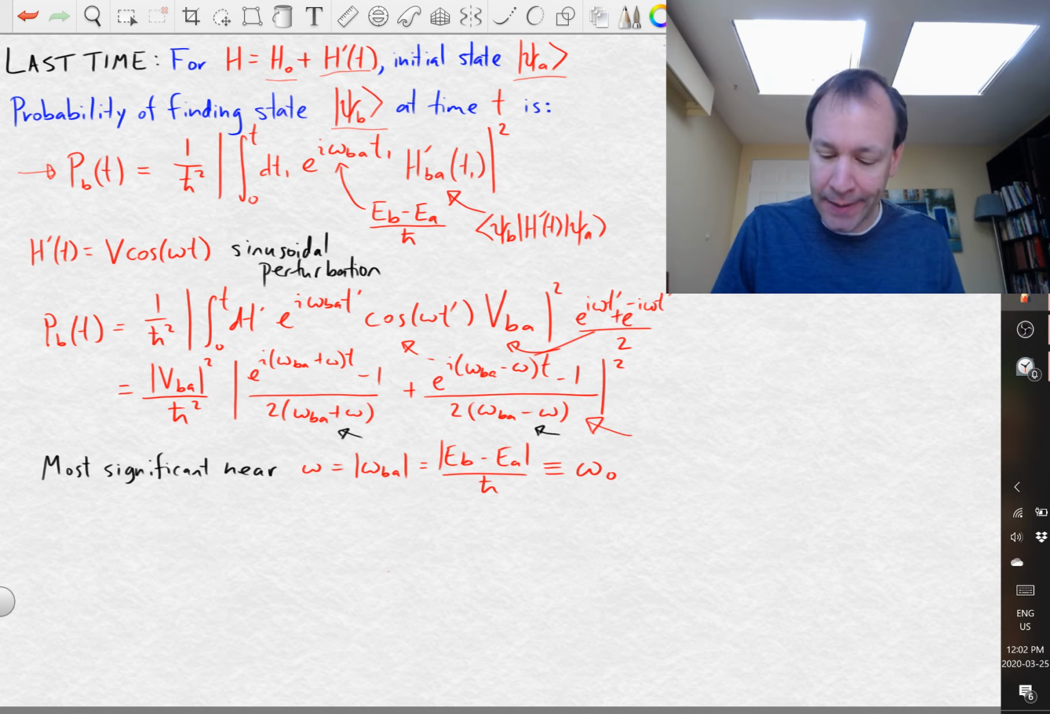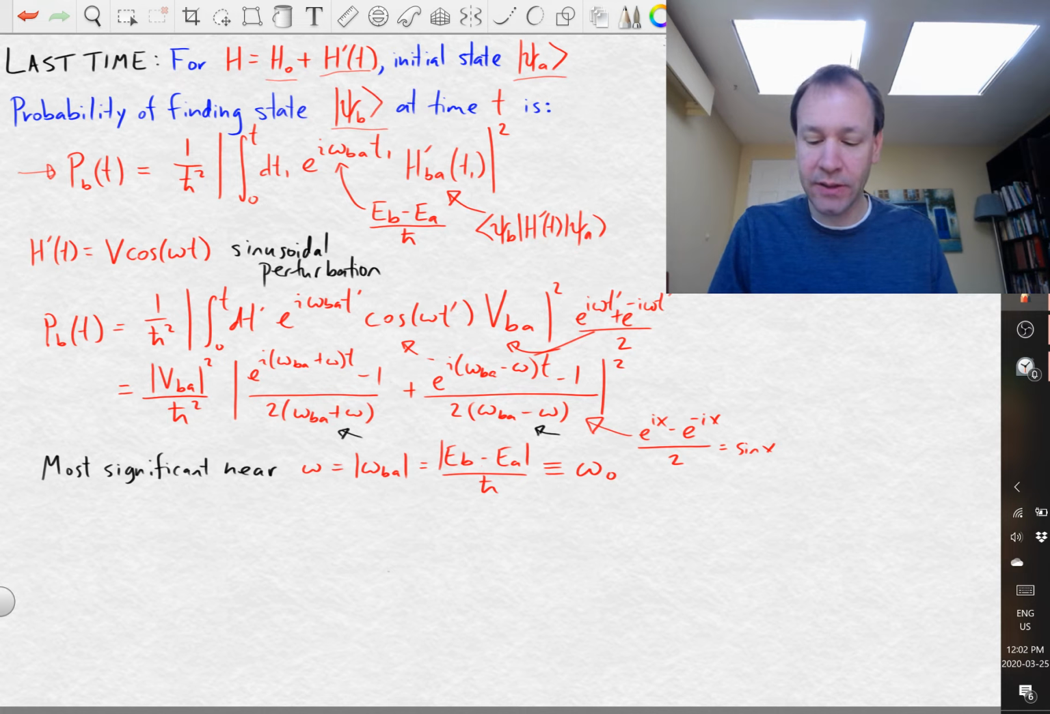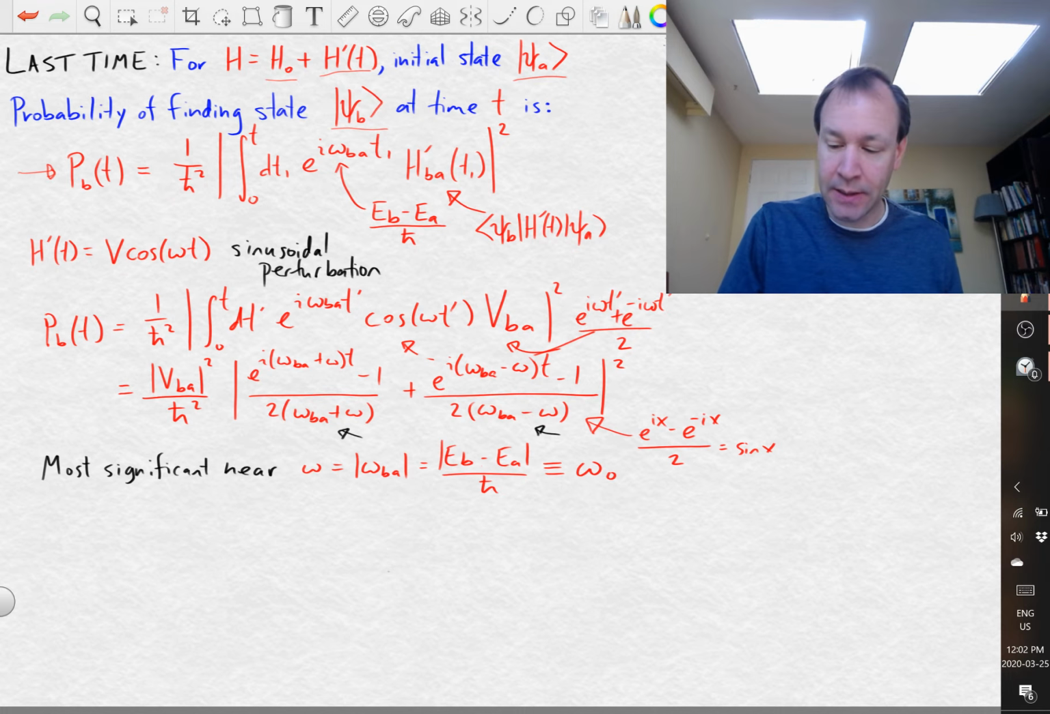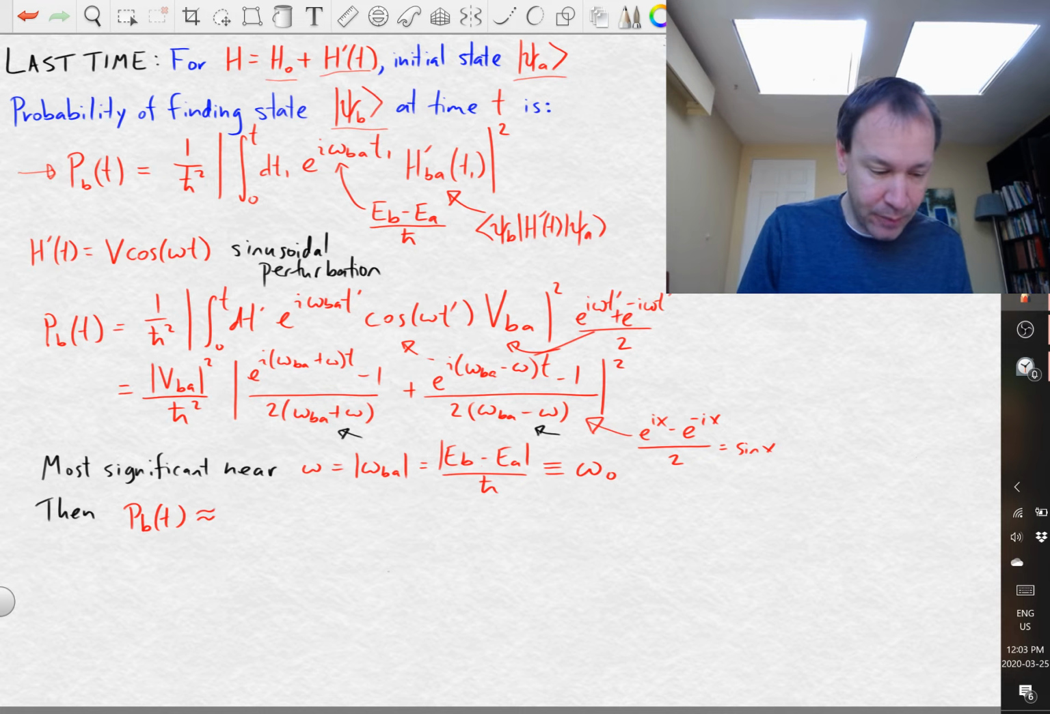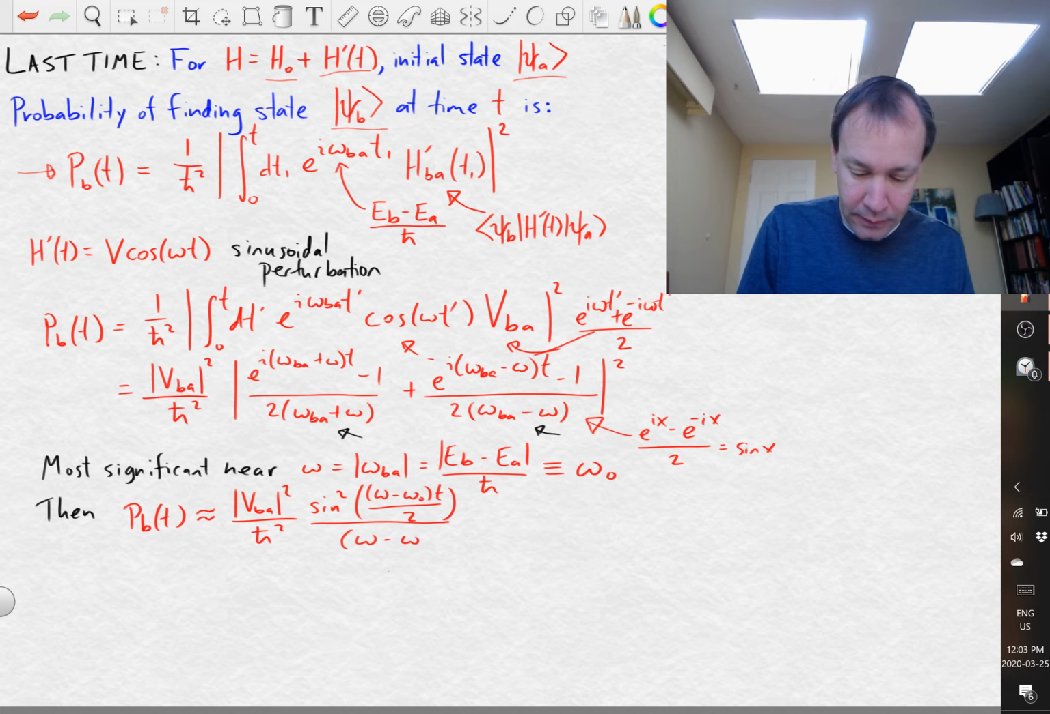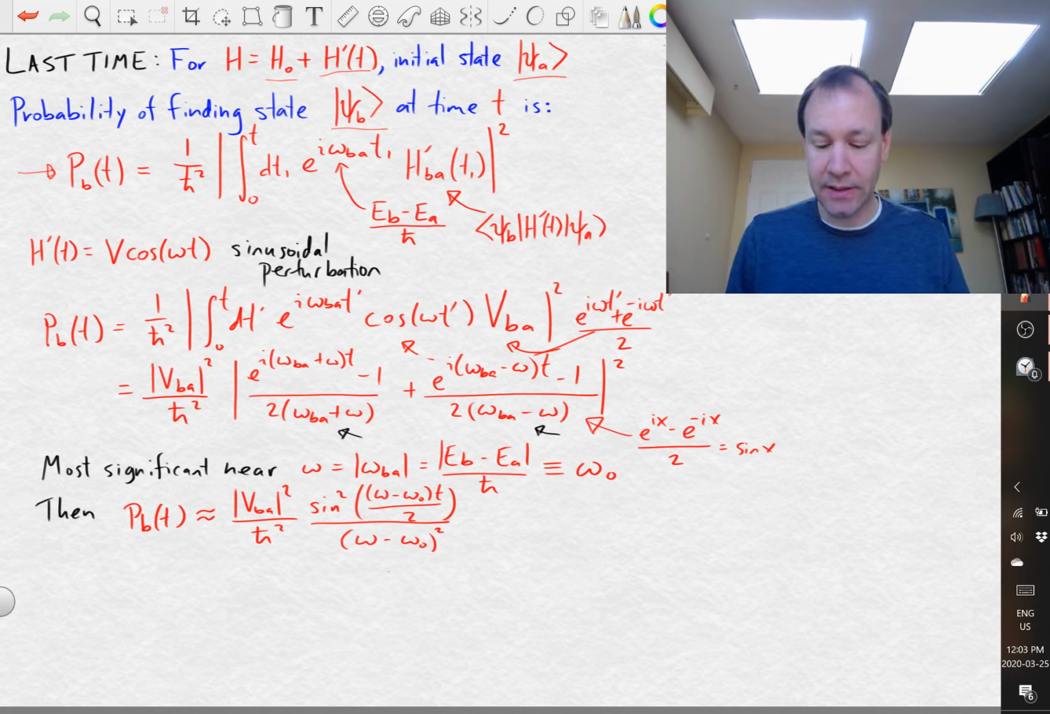So we have this absolute value squared. Then we're going to use the result that e to the ix minus e to the minus ix over 2 is sine of x. Okay, so we can use that to simplify this expression, and the result is that PB of t is approximately equal to VBA squared over h bar squared. And then once we apply that identity, we end up getting sine squared of (omega minus omega 0) t over 2, over (omega minus omega 0) squared.